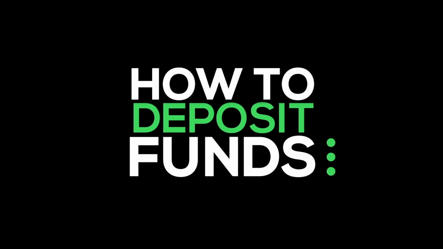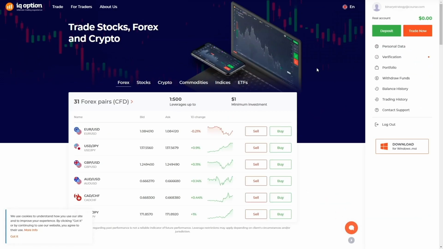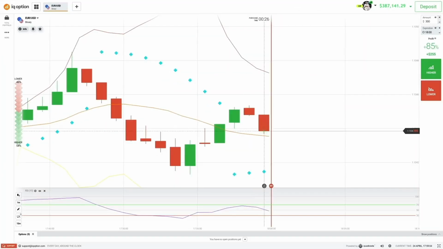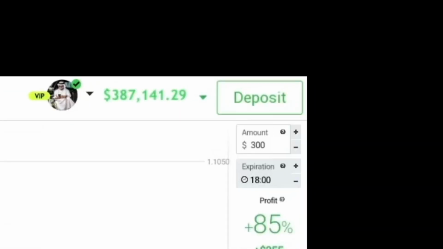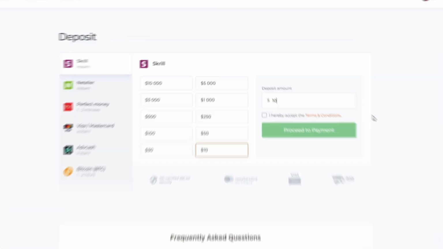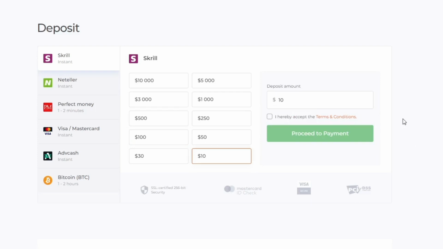How to deposit funds. To get to the deposit page, click on this deposit button on the home page in iqoption.com. You can also do that directly in the trade room by clicking on this deposit icon. The minimum deposit amount is $10. You can deposit US dollars, pounds sterling, or euros. If your account is in a different currency, the funds will be converted automatically.